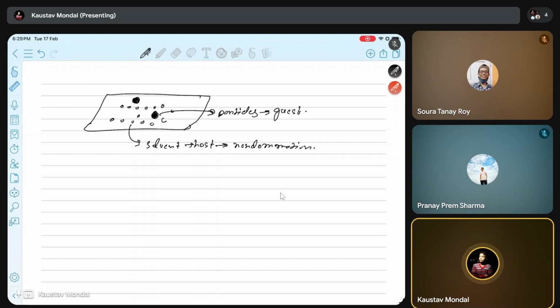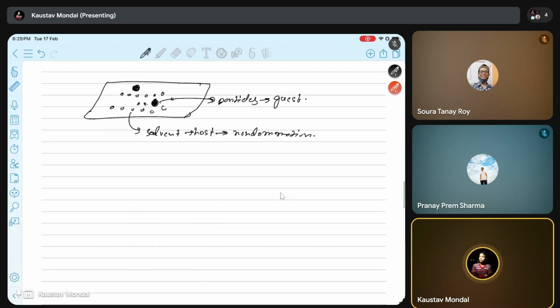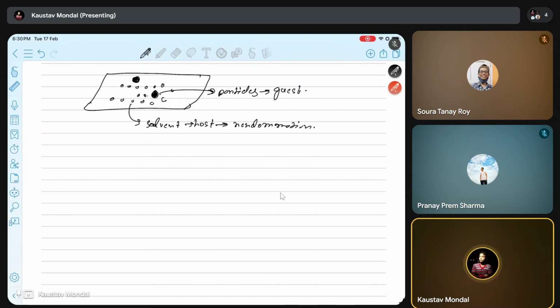As the host molecules move, they collectively collide with the big guest molecules. Because of that, the guest molecules also show random motion, due to collision from the host.